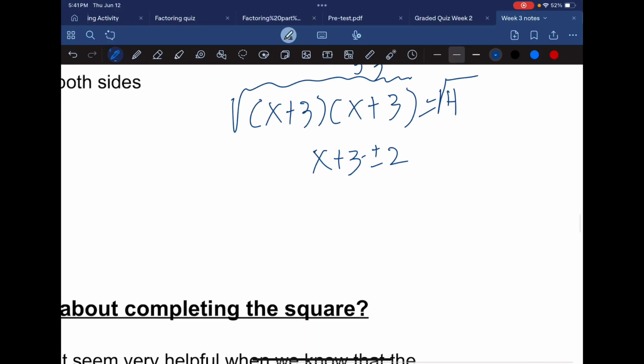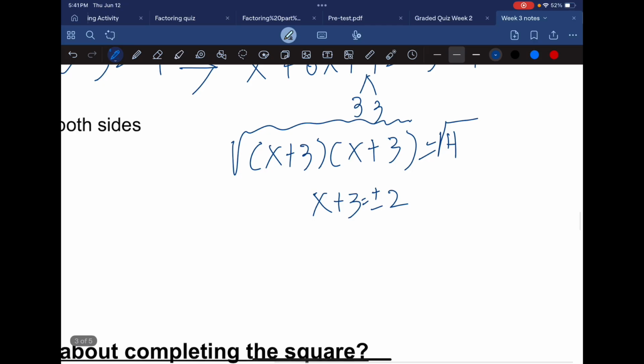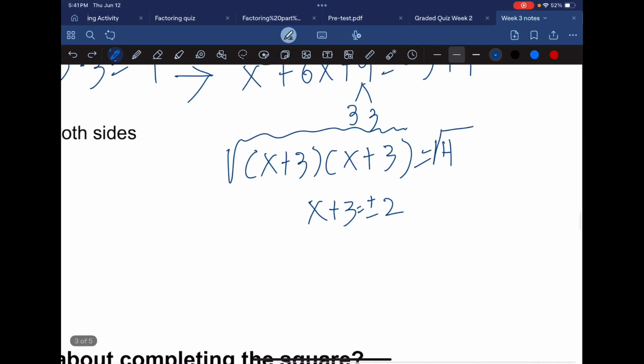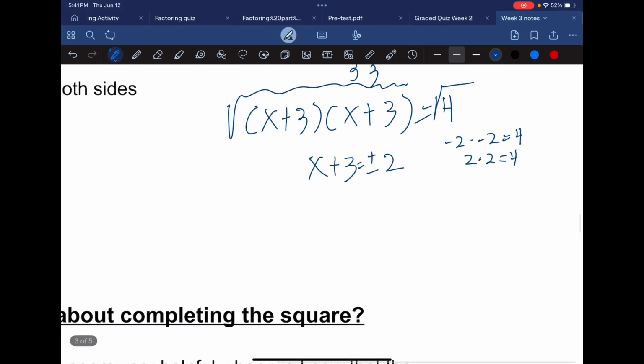Well, it's still equals plus or minus 2. But that square root of 4 could be either, because negative 2 times negative 2 equals 4, and 2 times 2 equals 4. So it could be either of those, right? We have two different x values.